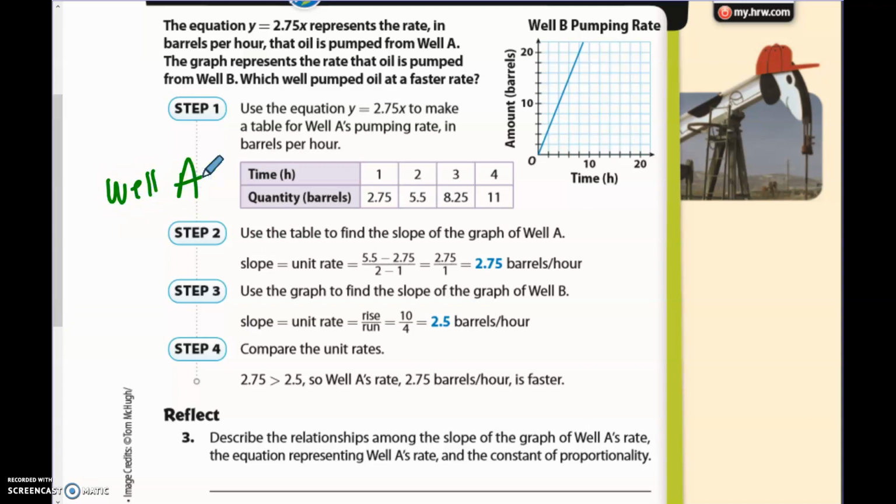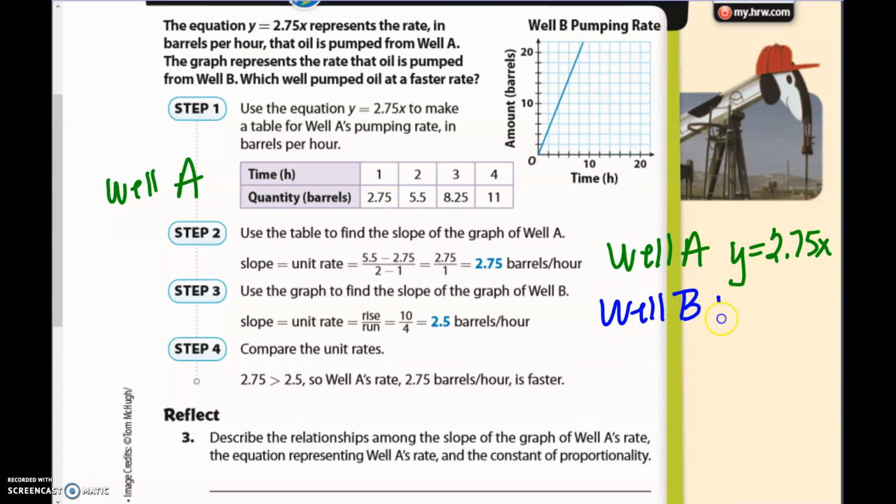They want us to compare which one pumps oil at a faster rate. Well, we can see that well A, they gave us that equation, is y equals 2.75x. So now let's go through the work and find out what well B is going to be. So it's going to be y equals, we need to find this number right here. So remember, if this is a nice straight line and it's going through the origin, we can take any ordered pair and do y over x to find that, only because it's a straight line and going through the origin.